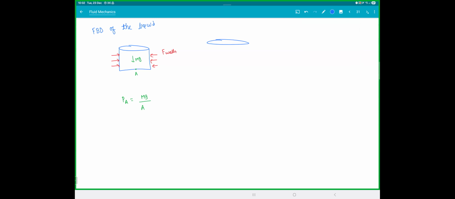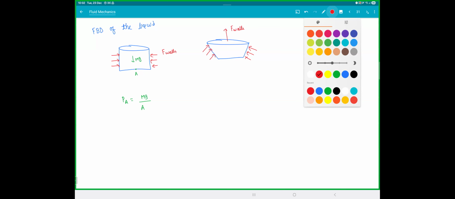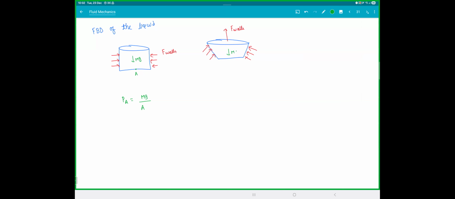When you take this guy, look at this, what happens? The walls are actually pushing it at an angle. So the walls are exerting an upward force and mg is downward. So pressure at B will be mg minus the wall's force, by area. So that was the catch. We should take the net force acting on the surface, right?